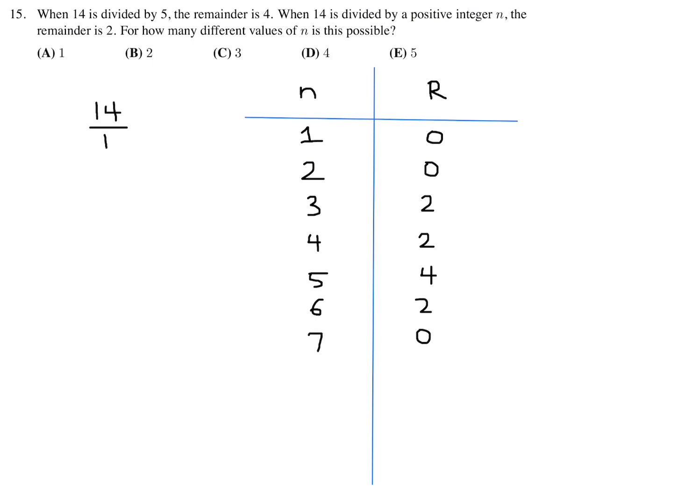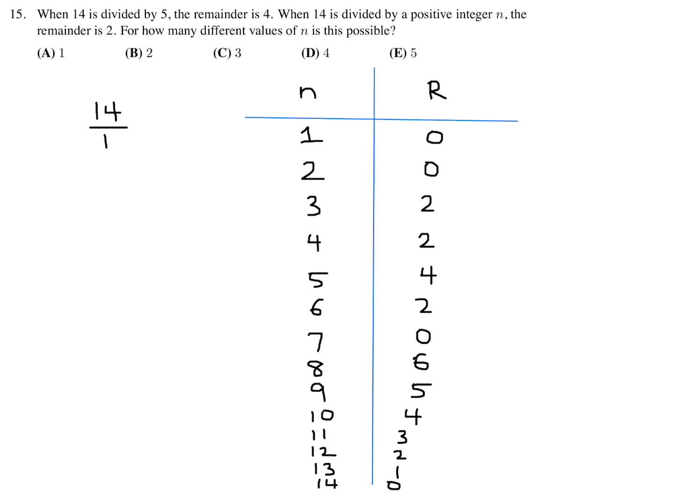All I'm doing is just dividing by n and then figuring out what is the remainder. And let me see if I can squeeze this in. 10 would be 4, 11 would be 3, 12 would be 2, 13 would be 1, and 14, yeah, I just squeezed it in. All right.